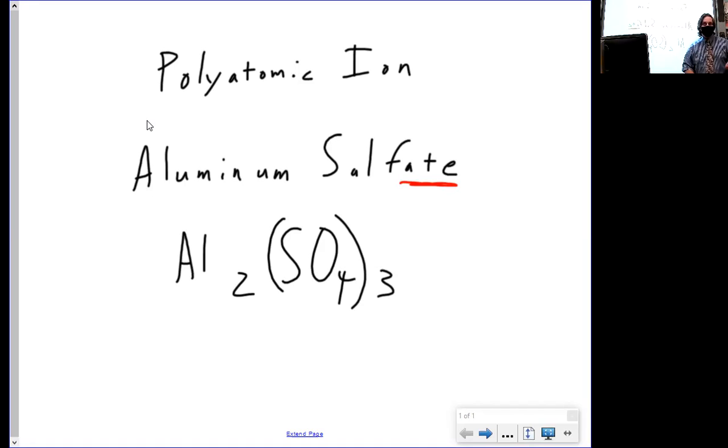Everybody with me? Let's do another example. Let's go the other direction, and let's say that we have bromate. I need my yellow sheet so I can make some up off the top of my head. Sorry about that, guys. It's been a while.